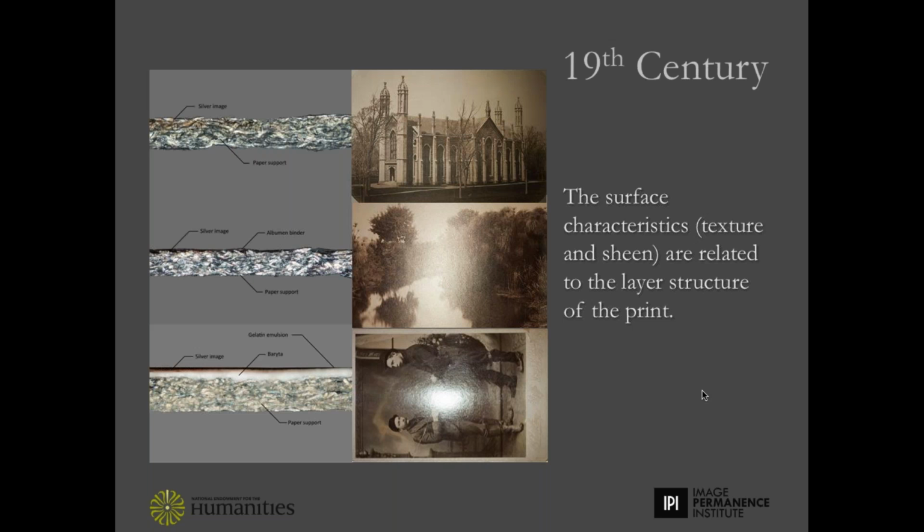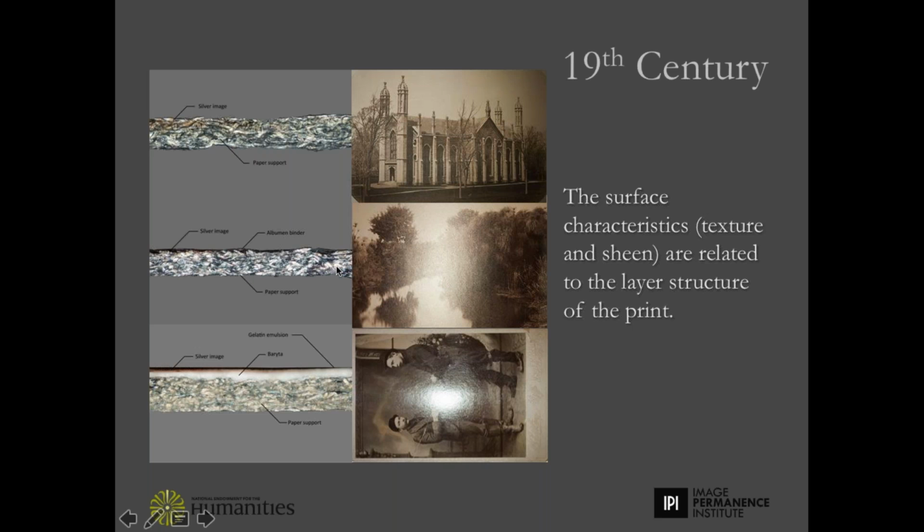In the 19th century, surface sheen is a fairly good indication of materials and layer structure. One-layer prints, like salted paper, cyanotype, and platinum prints, are typically matte. The incident light is striking the paper fibers and diffusing in all directions, creating a matte sheen. That's what's shown in the top illustration.